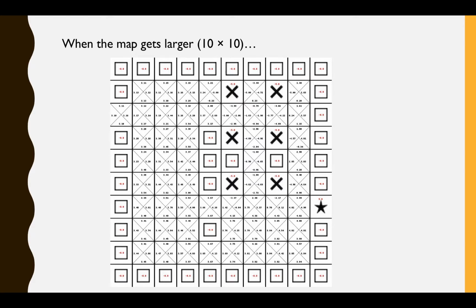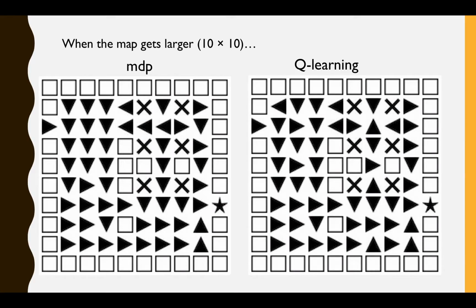And now let's take a look at a larger map. Since the intermediate video for such a large map is really long, I'll just show you the final updated Q values. And let's get its policy and compare it with MDP. Here again, on the left-hand side is the policy run by MDP, and on the right-hand side is the policy run by Q-learning.